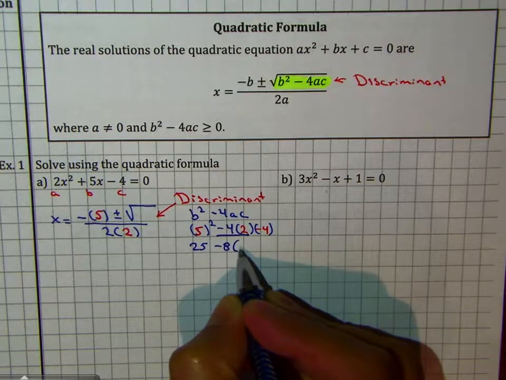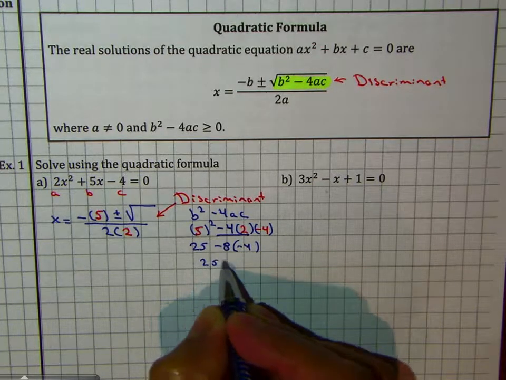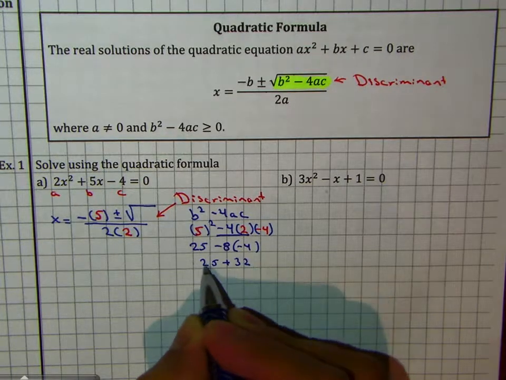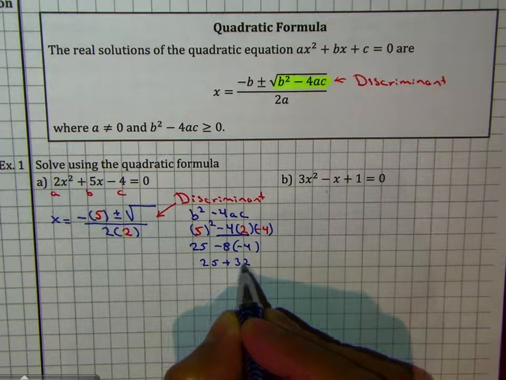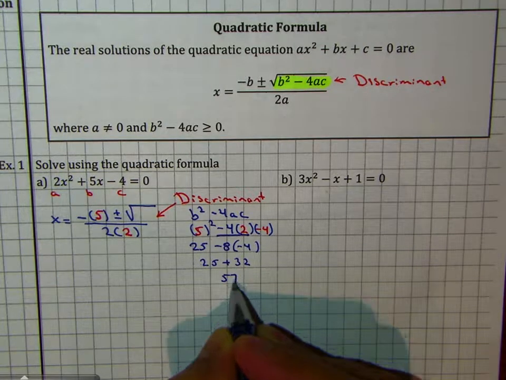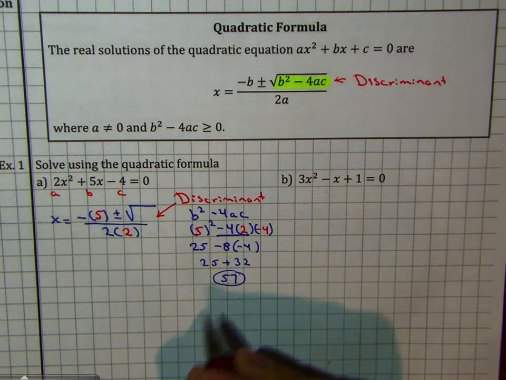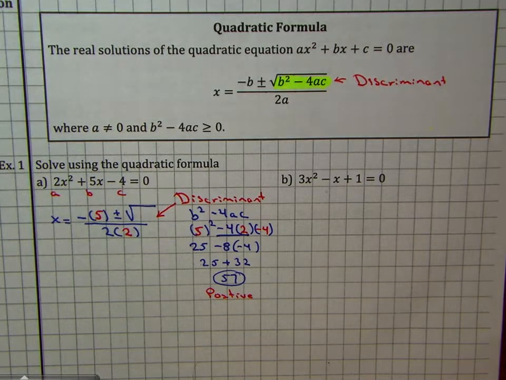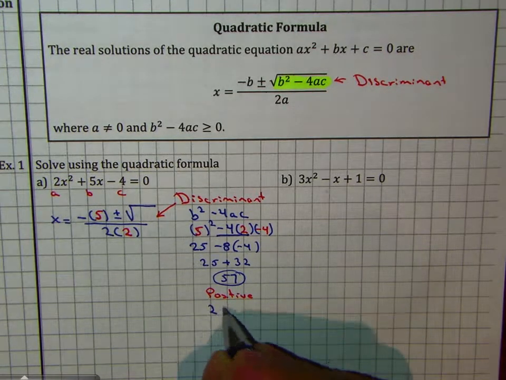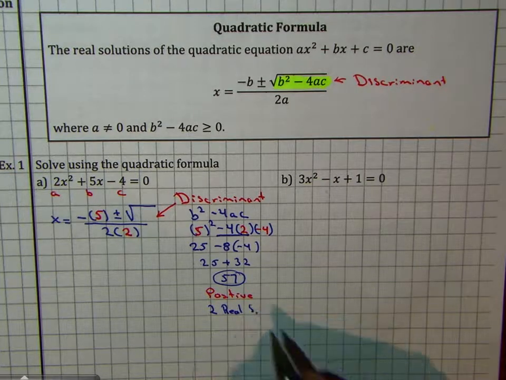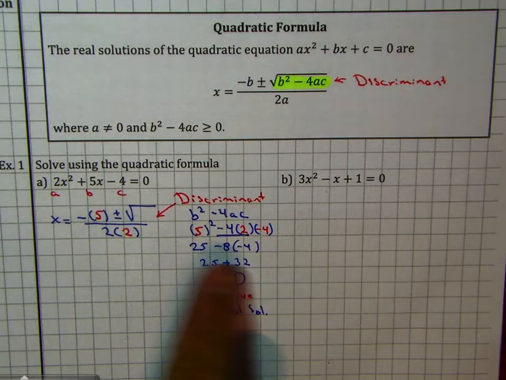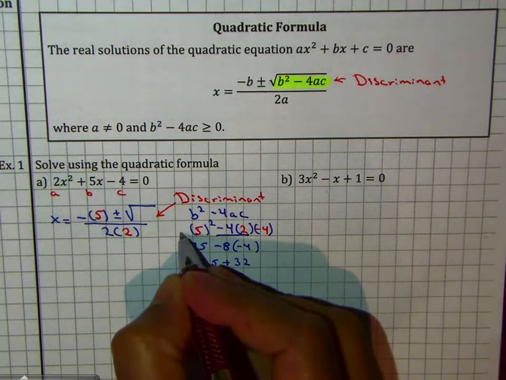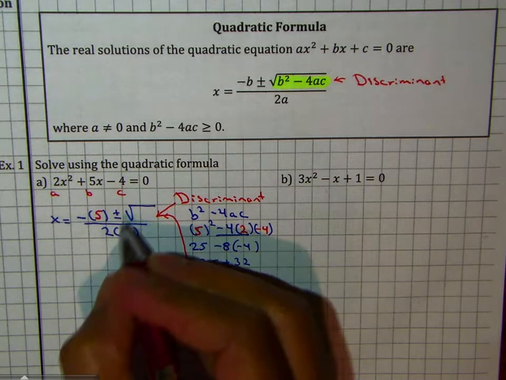And the negative 4 are still multiplying. So we have 25. Negative times a negative is a positive. 8 times 4 is 32. So it'll be 25 plus 32, 57. That is, the discriminant is positive, which means that we have two real solutions. Correct? And that's what we did last time. So one of the reasons that we have two real solutions is because of the plus or minus. That's going to be 57.